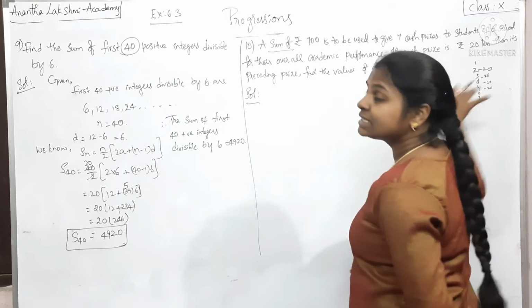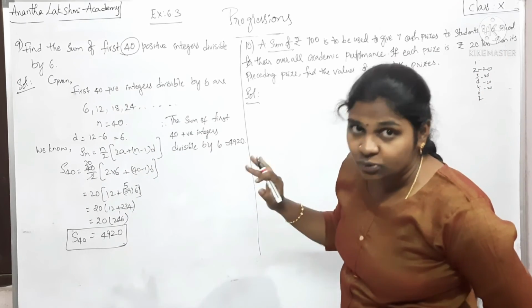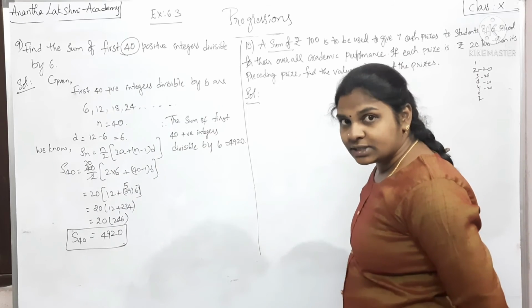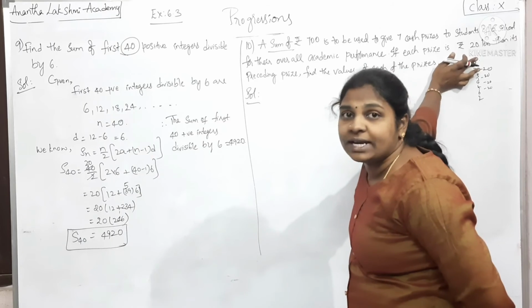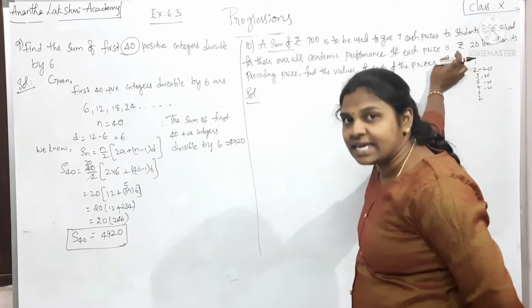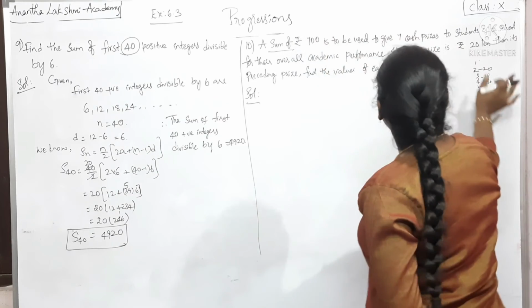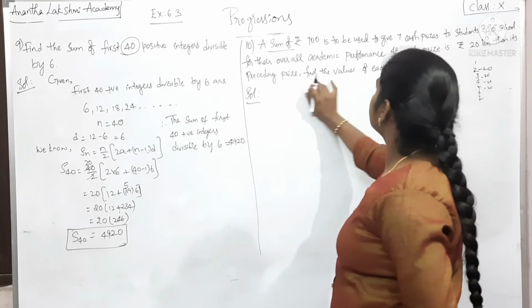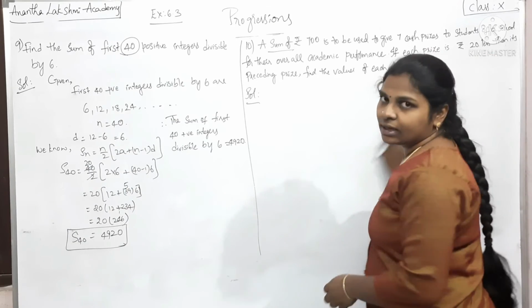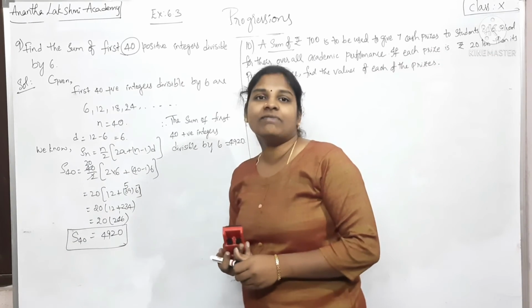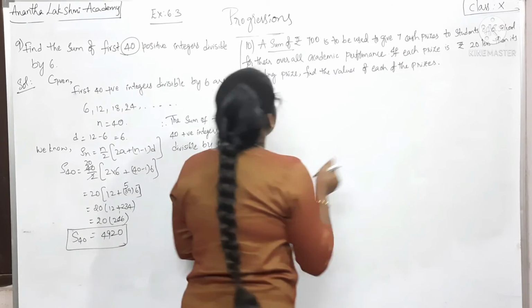So minus 20 is a constant number that is being added to each and every term. So this is forming an AP, and I can assume minus 20 as the common difference. Yes. The sum of 7 terms is given as 700 and the common difference is given. They are asking us to find the values of each of the prizes, nothing but A1 to A7. So let's get to solve this.